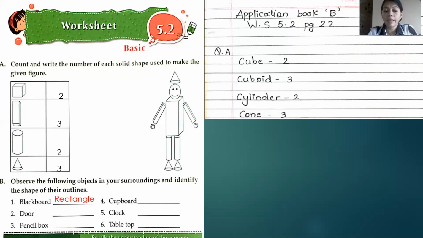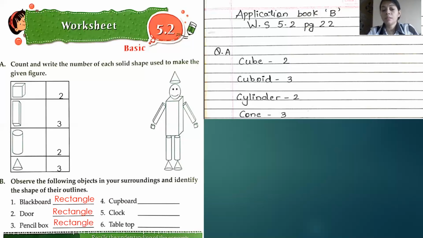So you are going to write the spelling of rectangle. Okay, I will show you how you are going to write it in the notebook. First, let's discuss the answer. The second one is door. So again, what is the shape of door? Correct. It is rectangle. The third one is pencil box. And again, what is the shape of pencil box? Yes, pencil box is also rectangle in shape.